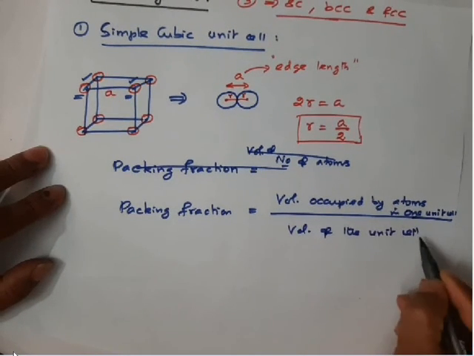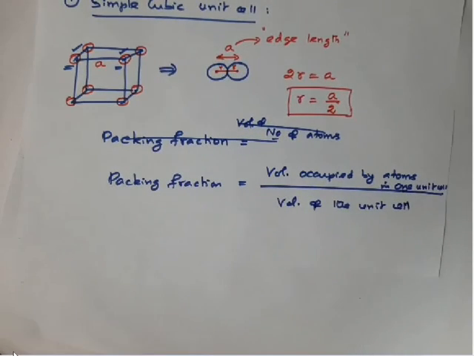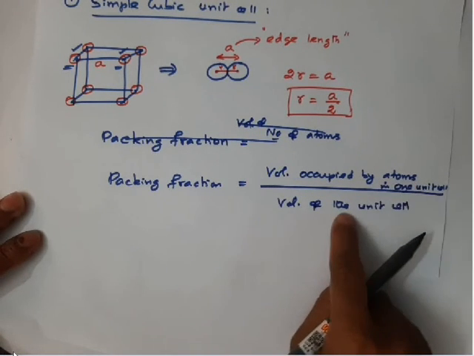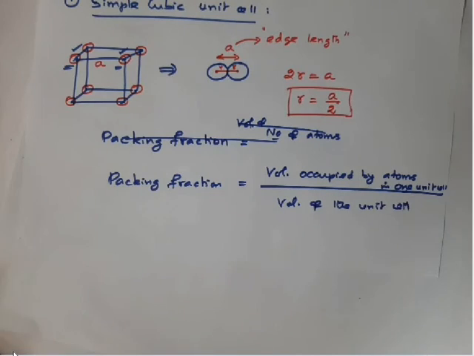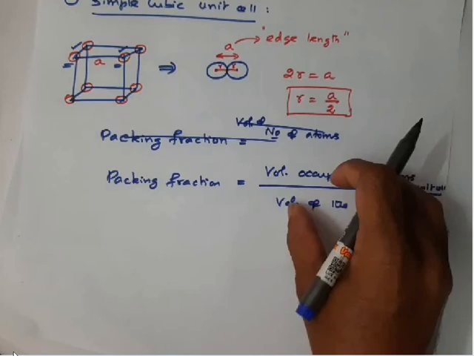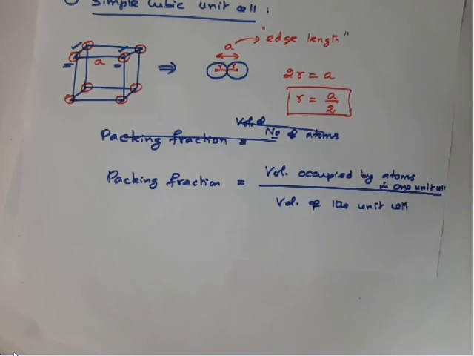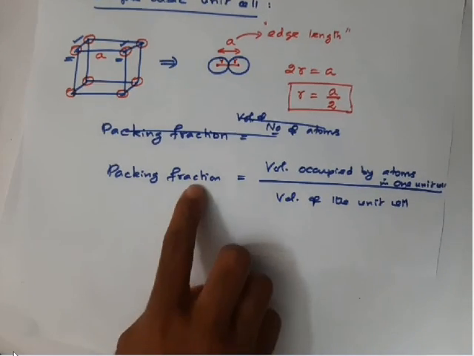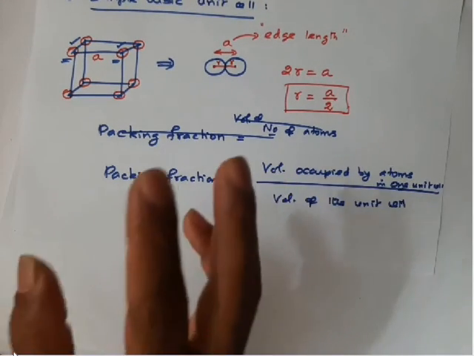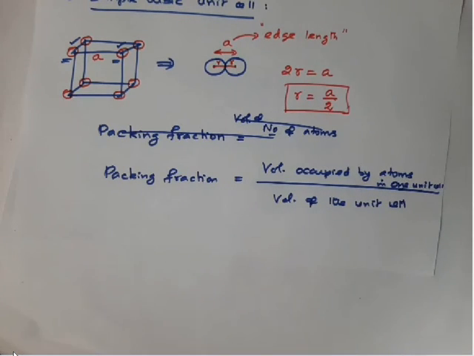What we calculate is actually volume fraction. We call it packing fraction. So what is packing fraction? Listen, in one unit cell, how much volume is actually occupied by atoms? That should be in the numerator, divided by the total volume of the unit cell. So volume occupied by atoms divided by volume of the unit cell will give you packing fraction. Packing fraction is nothing but the fraction of volume occupied by atoms in a unit cell.